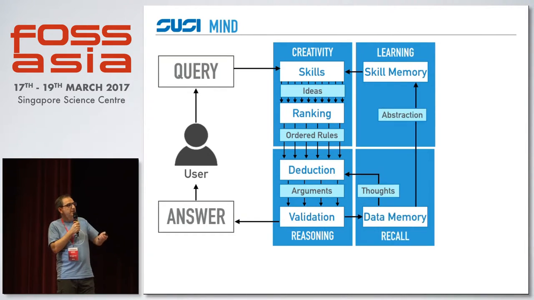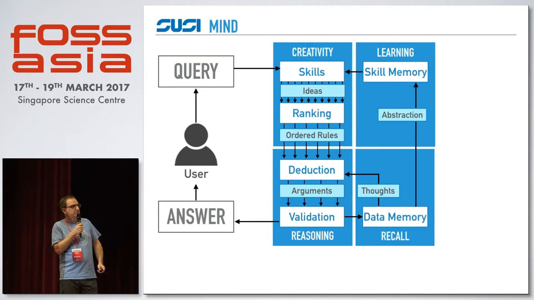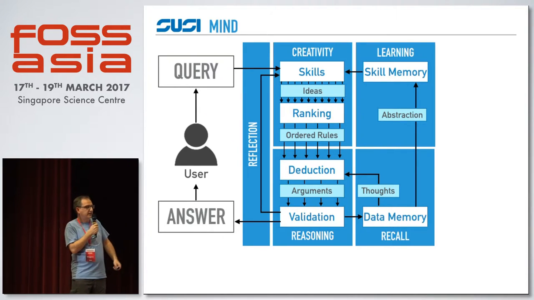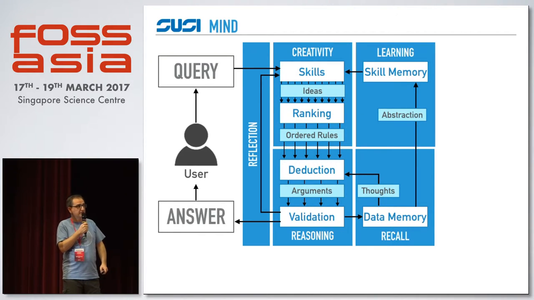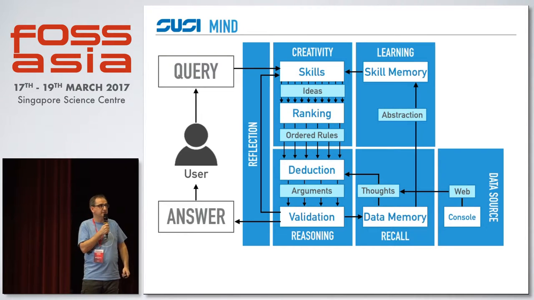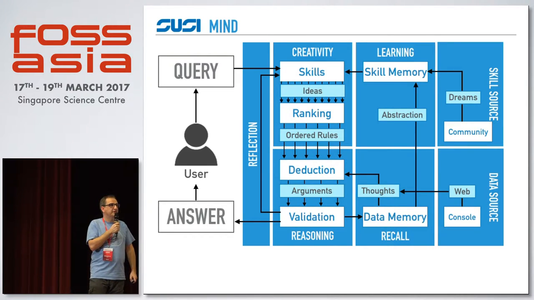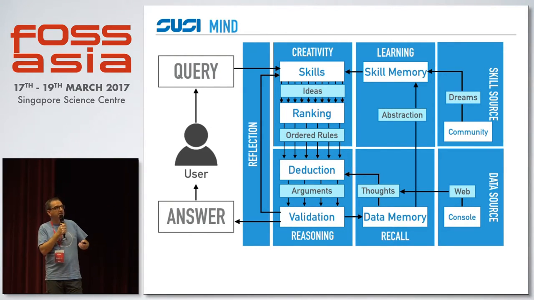What we need is a skill memory. What we need is a data memory. We can feed back information which was created during deduction into the data memory and also create some abstraction out of it. We implemented reflection so that SUSI is able to call itself within an answer generation. We have external data sources, of course, because this is mainly a data aggregation service from the web. It's called a console service. And we have a skill source which can be applied from outside just for testing. Testing new skills is called SUSI Dreams.